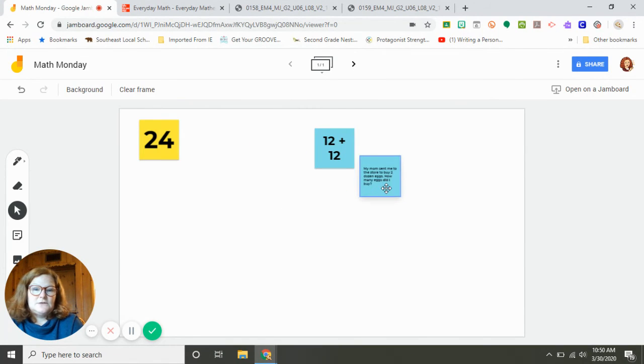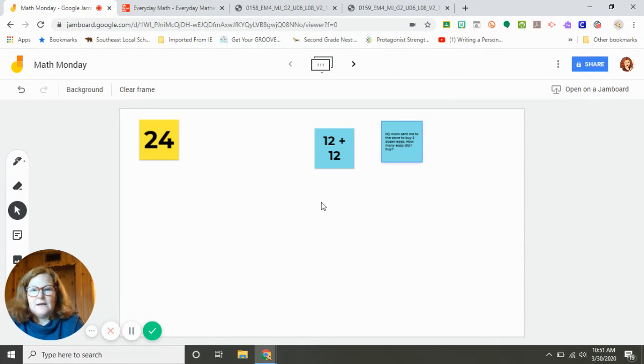If my mom sent me to the store to buy 2 dozen eggs, first of all, I have to know what is in a dozen. A dozen eggs is 12, and if I have 2 dozen, then that would be 24. That's my answer. So my problem is this word problem, and my answer is 24. That's just an example of things you can do with The Answer Is.